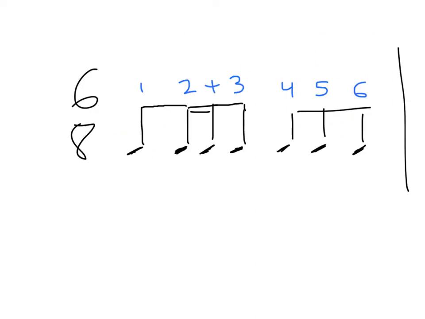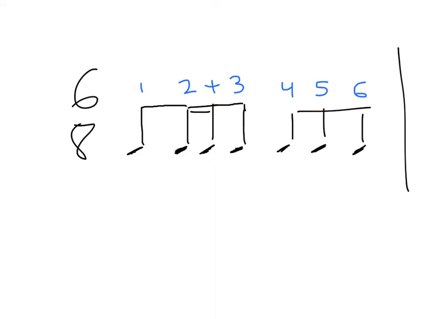Alright, so here we have our first example. There's no dotted rhythms yet. This is just a standard 6/8 measure using eighth notes and 16th notes, and it goes like this. Ready, go. 1, 2, and 3, 4, 5, 6. Ta, ta, ta, ta, ta, ta, ta.